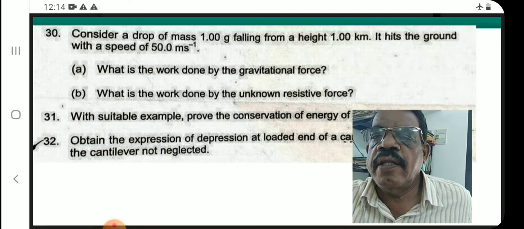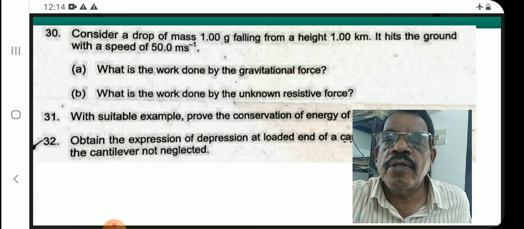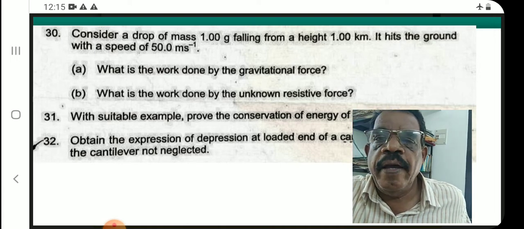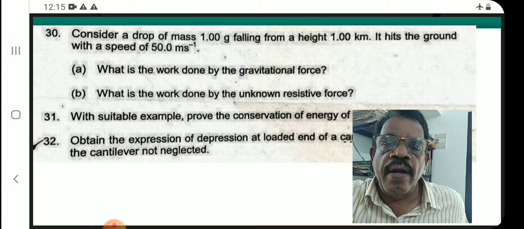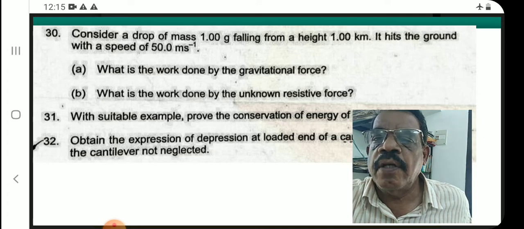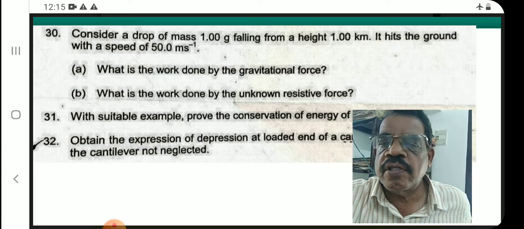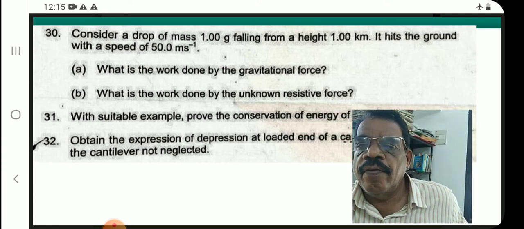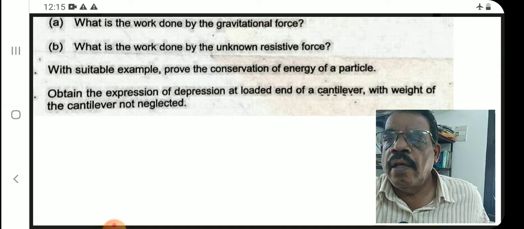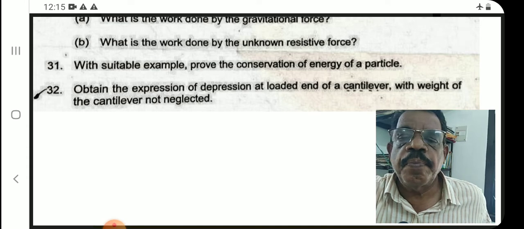Number 30, consider a drop of mass 1.00 gram falling from a height of 1 kilometer. It hits the ground with a speed of 50 meters per second. A, what is the work done by the gravitational force? And B, what is the work done by the unknown force? Next number, with suitable examples, prove the conservation of energy of a particle.